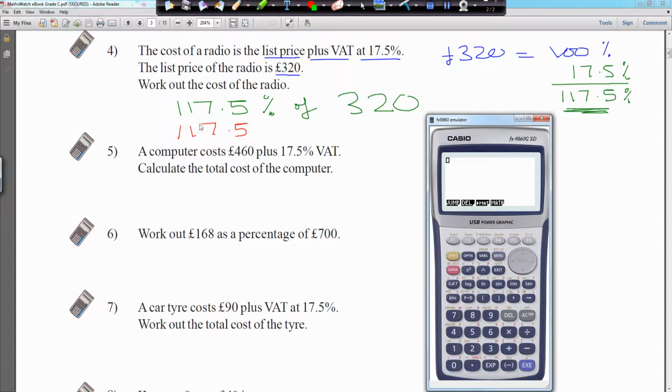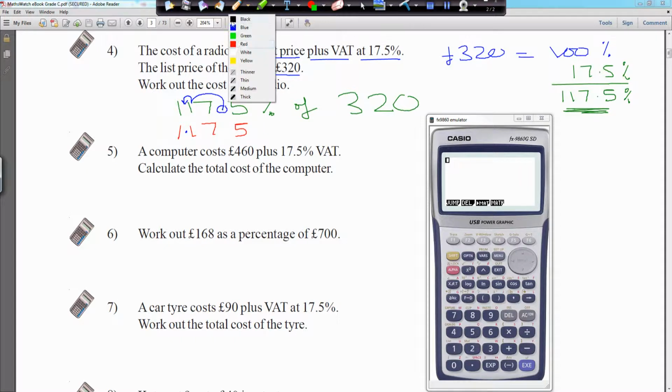So 117.5%, we want to change it to the multiplier. What we do then is divide it by 100, turning the percentage into a decimal. Divided by 100, move back 2 places. So that becomes 1.175. The percentage of translates into multiply by 320.